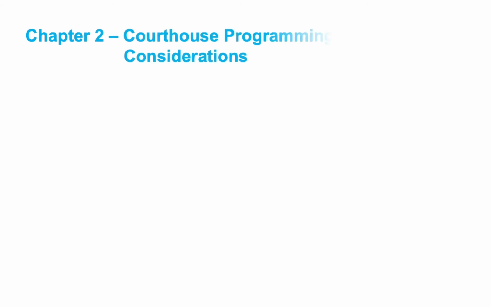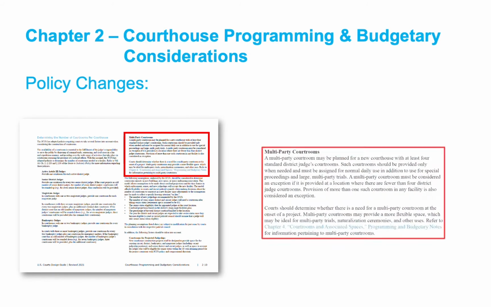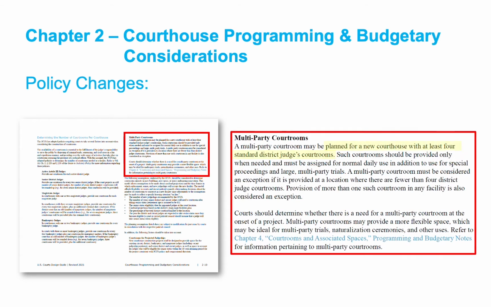The Special Proceedings Courtroom has been redesignated as a multi-party courtroom in the new design guide. A multi-party courtroom may be planned for a new courthouse containing at least 4 standard district judges' courtrooms. A multi-party courtroom would be considered an exception if provided in a location containing less than 4 standard district judges' courtrooms or more than 1 multi-party courtroom in a courthouse.